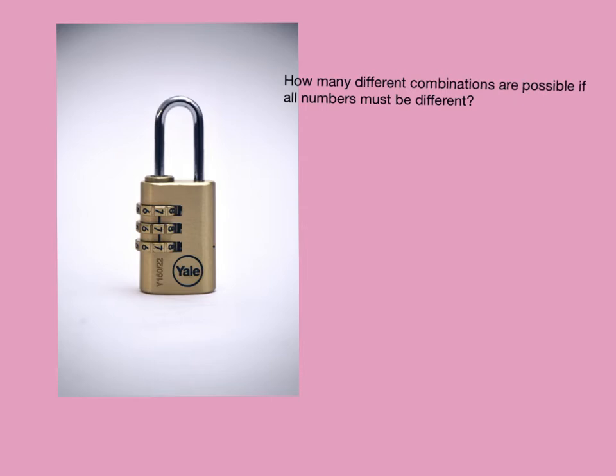Let's look at our lock that was on the first page. How many different combinations are possible if all numbers must be different? So we won't be able to use factorial here because we only have 3 possible lock parts. So what we have here is, we know that the options are 0 to 9. Okay, I'm not going to write out all the numbers. So that's 10 different numbers. Okay, so 10 options for each one.